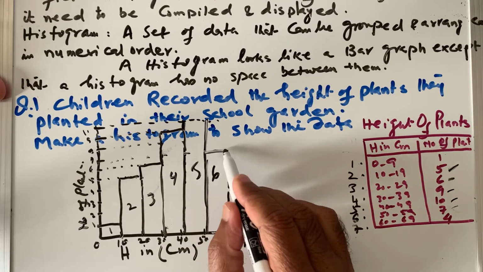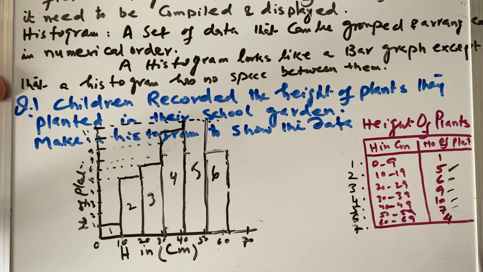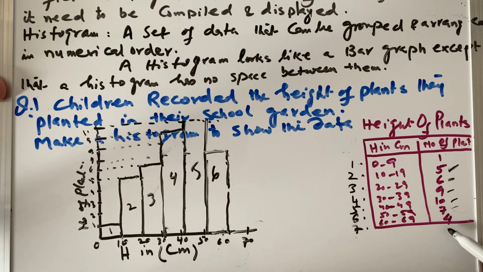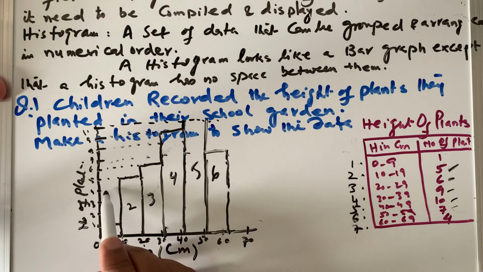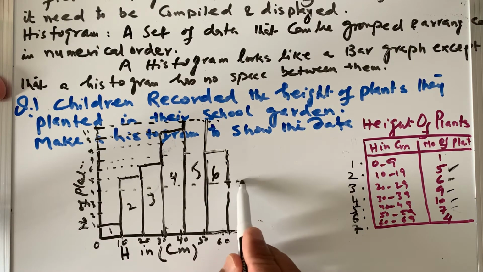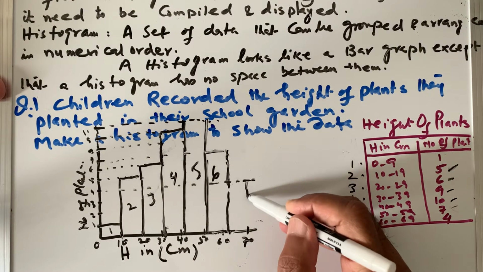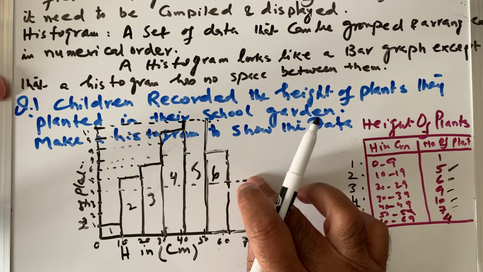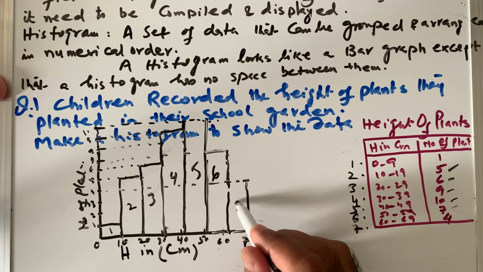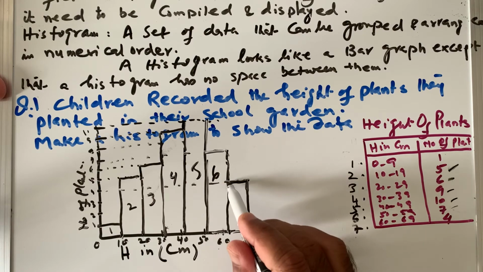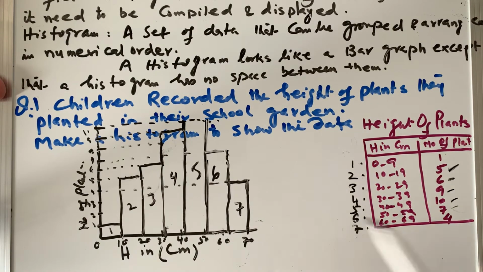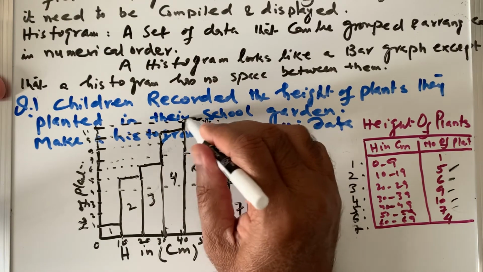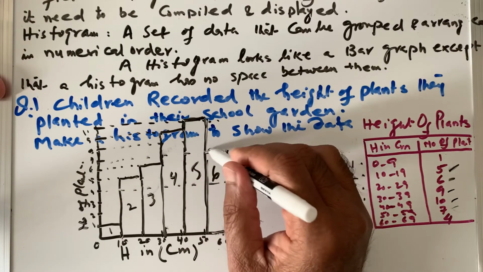Just to let you know how to draw the histogram. There are no spaces between the bars, and we are plotting 60 to 69 centimeters of height, and the number of plants they planted is 4. So I have to go to 4, right? And this is my final seventh data. So I have to make it firm. So this is how we have all the data in terms of a histogram.